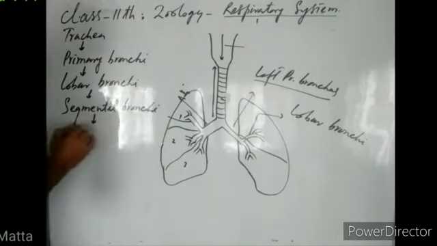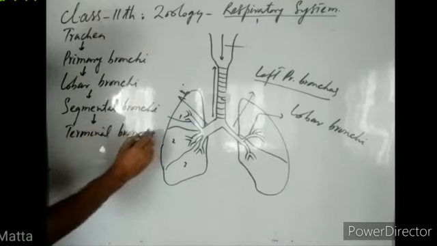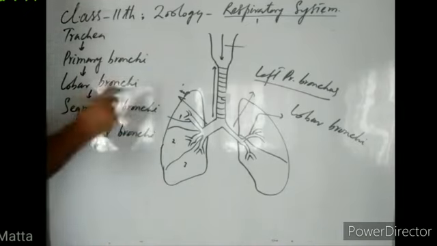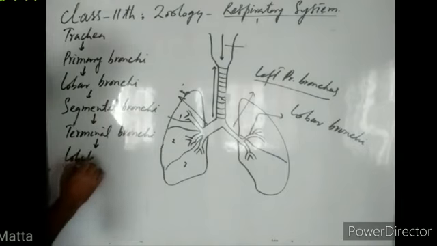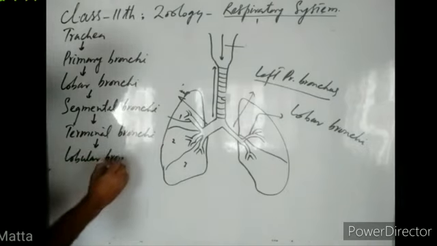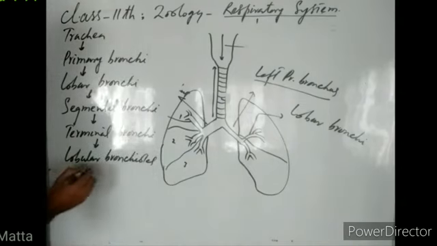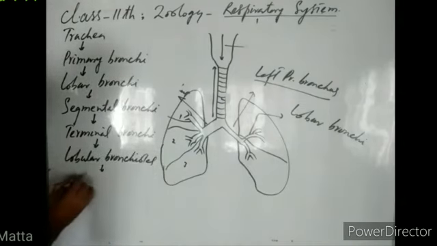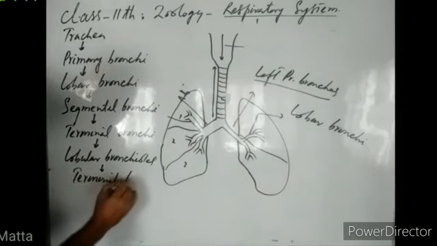Segmental bronchi divide further inside the lungs into terminal bronchi. Terminal bronchi further divide inside the lungs into lobular bronchioles. Then lobular bronchioles further divide into terminal bronchioles.